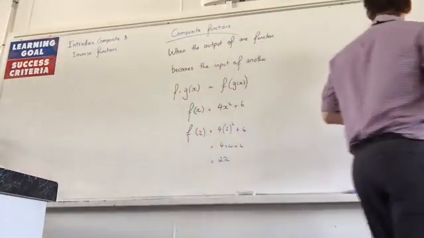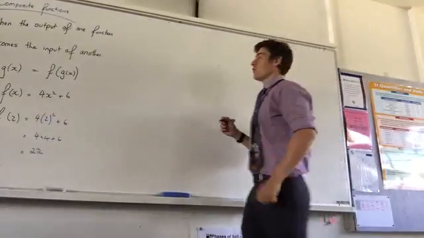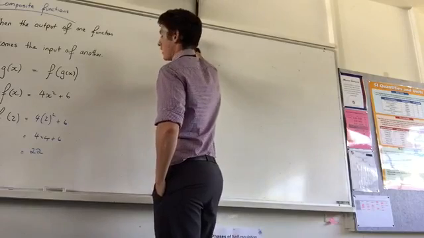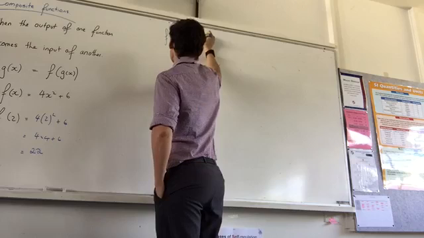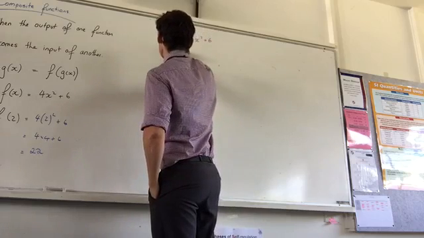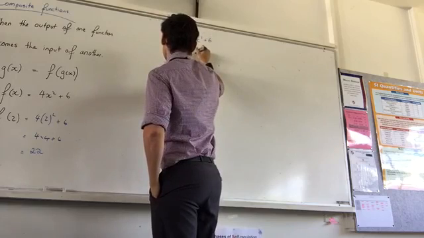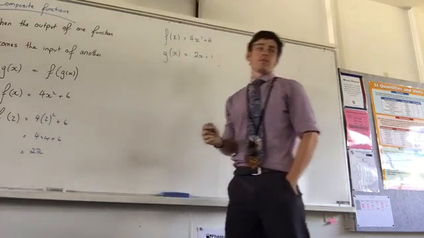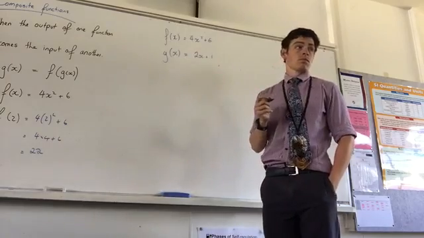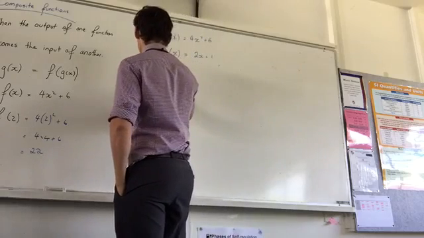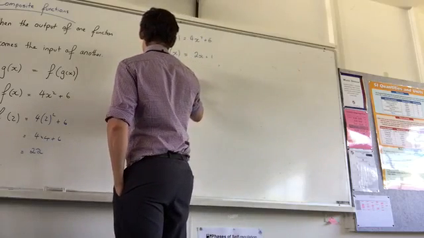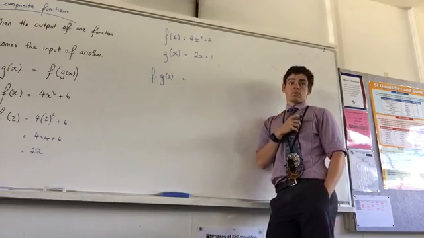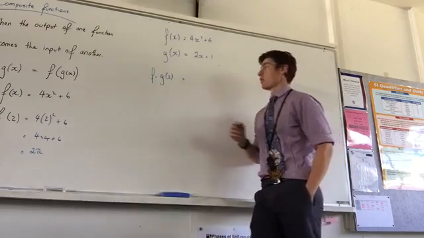So let's now say I gave you f of x, we'll keep f of x the same, 4x squared plus 6, and we'll make g of x equal, let's just make it 2x plus 1. I want us to find f dot g of 2. Remember that equals?